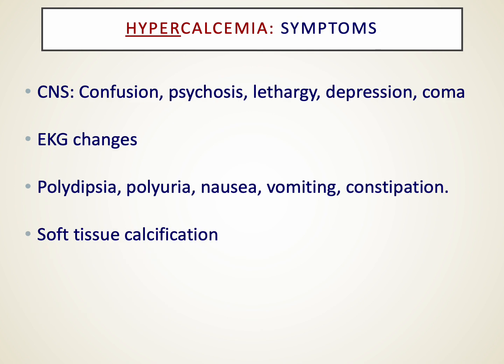The symptoms of hypercalcemia, high levels, can result in confusion, psychosis. You can see EKG changes. You might see polydipsia, polyuria, nausea, vomiting, constipation, and when it's very high, soft tissue calcification.